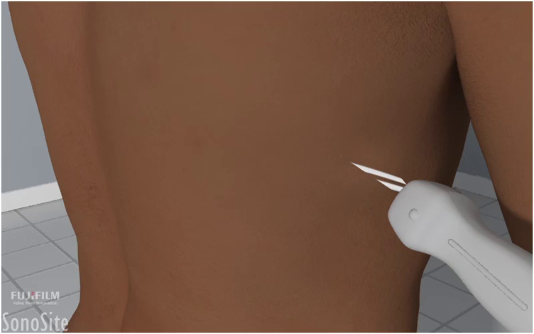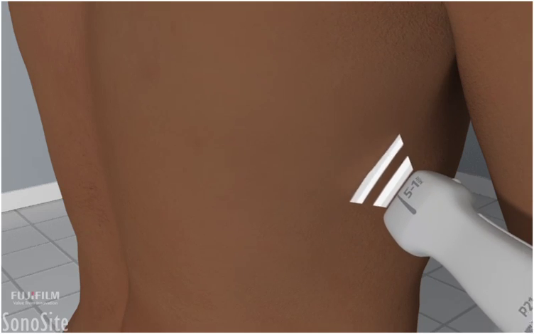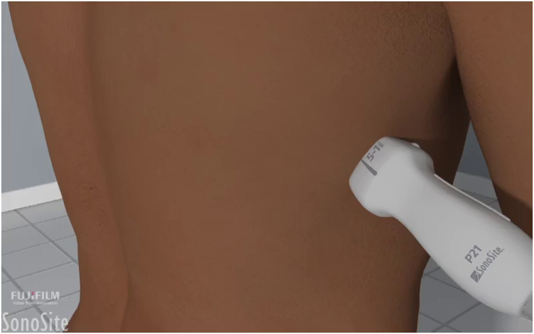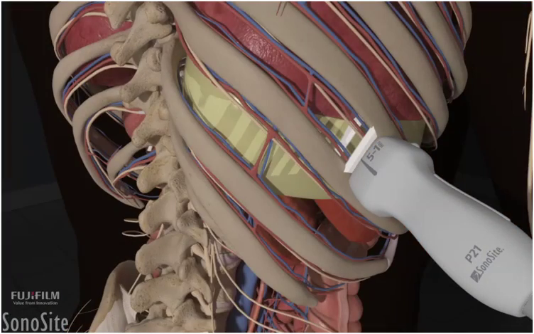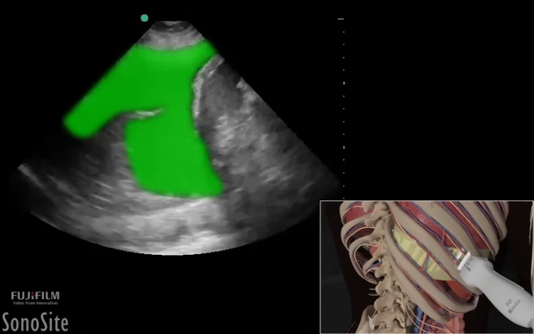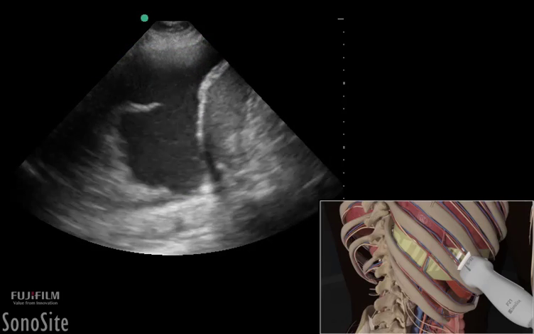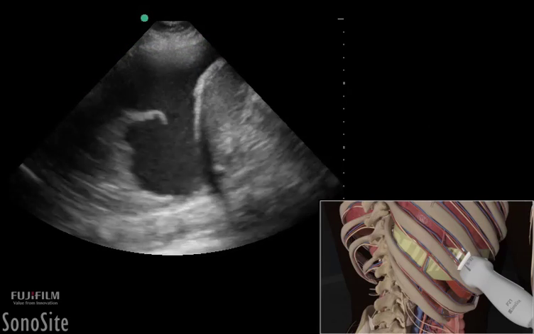For either patient position, a low-frequency curved or phased array transducer is needed to allow for the appropriate depth of penetration. The transducer should be placed in the posterior axillary line with the indicator marker directed to the 12 o'clock position. A pleural effusion appears as a hypoechoic structure below the parietal pleural line.